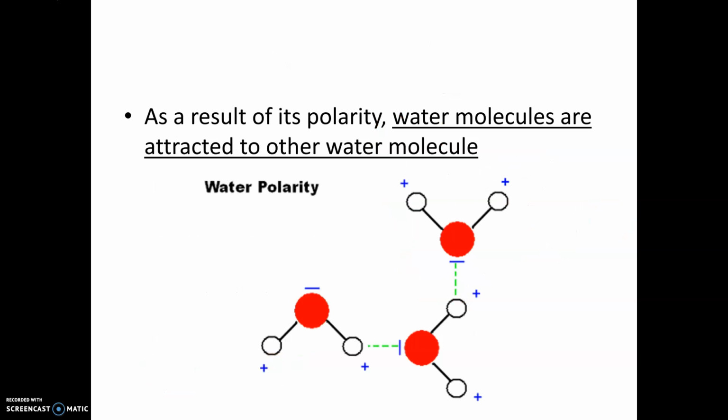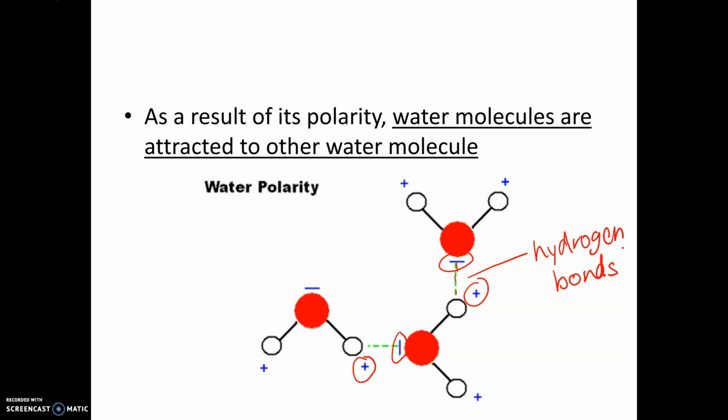As a result of this polarity, we're able to have these water molecules be attracted to each other. The negative side of the water molecule is going to be attracted to the more positive side of other water molecules, as we can see here. So that's how it's going to be attracted. And these green lines here represent hydrogen bonds. And that is how water is held together.